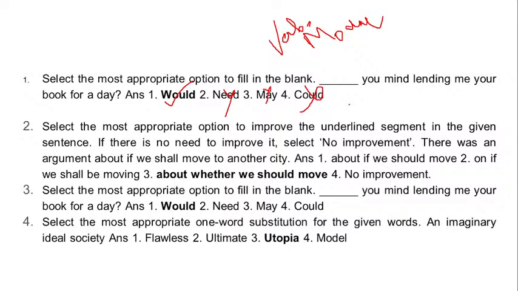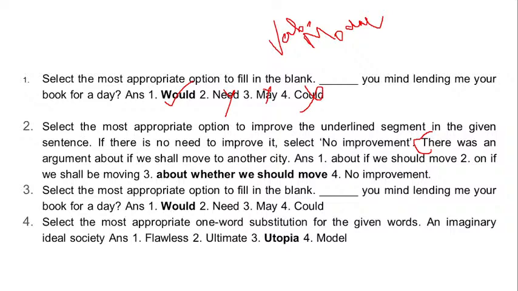Number 2 is error correction, right? The sentence goes as, "There was an argument about if we shall move to another city." So it gets confusing, right? There was an argument about if we shall move. No, we can't write like this. So what will be the correction? You have 4 options, let's explore them. About if we should move. There was an argument about if we should move to another city.